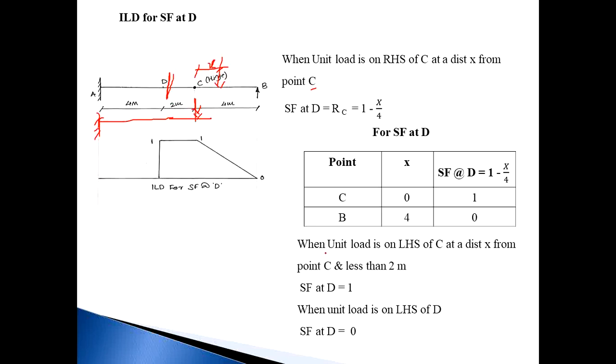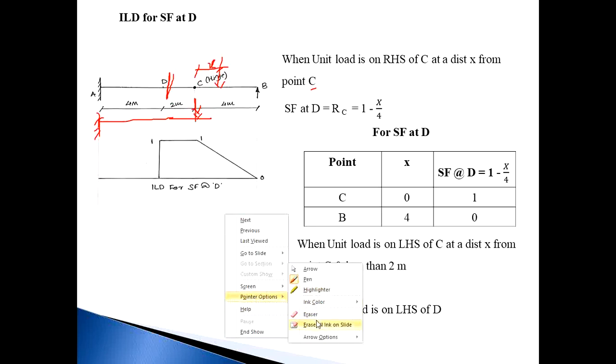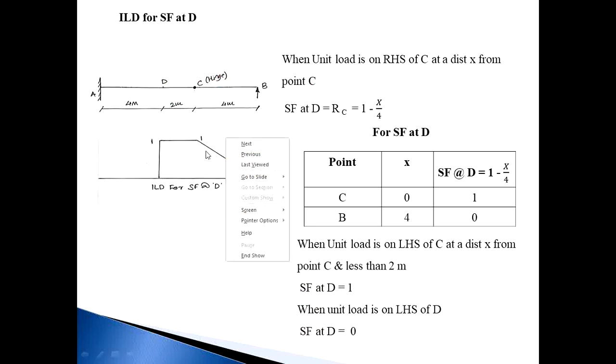Then next, when the load is on the LHS of C, meaning the load now comes in this way at point C, at a distance of x from point C and less than 2 meter.